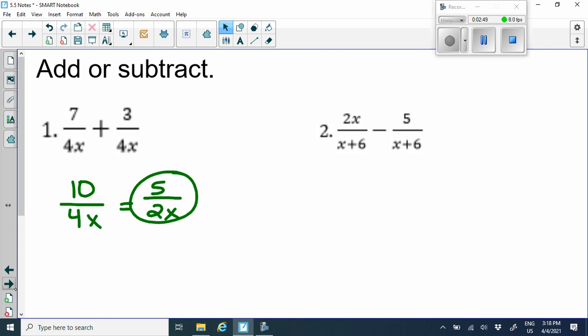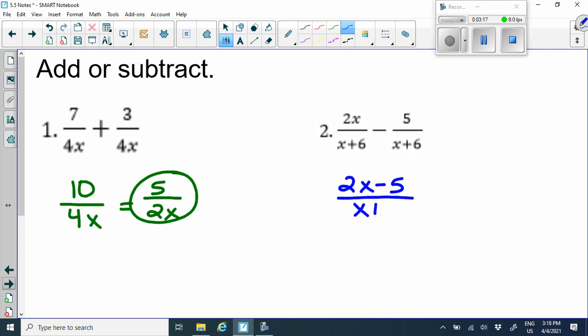Okay, let's look at number 2. We have 2x over x plus 6 minus 5 over x plus 6. Well, if we look here, do these two have a common denominator? Yes, they do. They both have x plus 6 in their denominators. So all we have to do is combine what's in the numerator. We have 2x and that negative 5. Now know that 2x and negative 5, they are not like terms, so we can't really combine them to make them like negative 3x or something like that. So we will leave it as 2x minus 5, and then we have x plus 6.